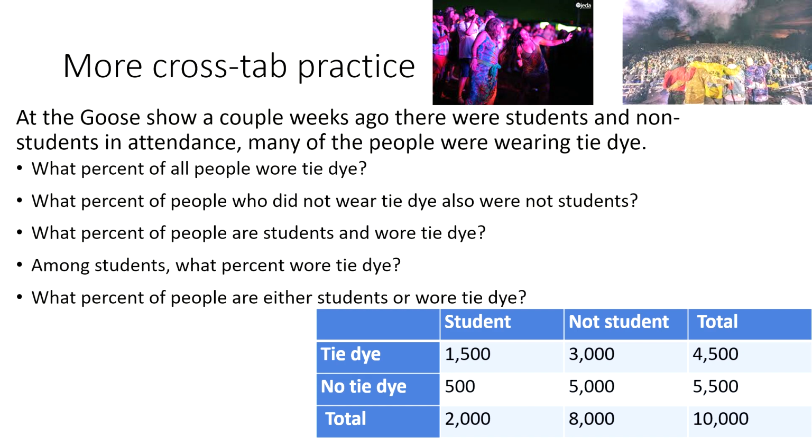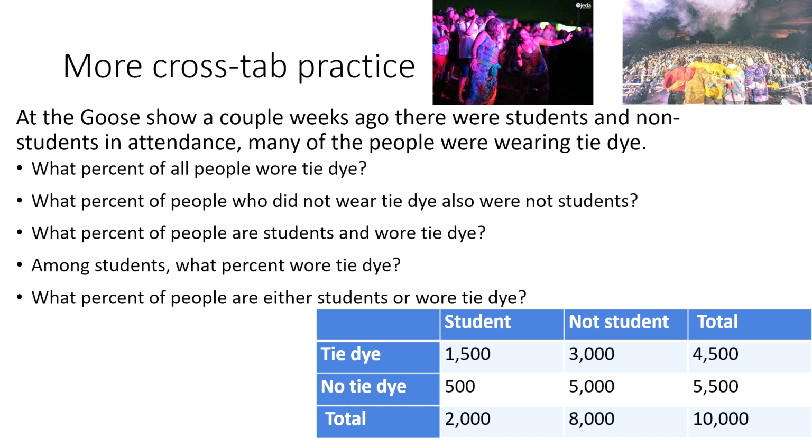Now, approaching all of these questions, you can do in a similar way. What you're looking for is a numerator and a denominator. And so for each of these questions, you're going to need to think carefully about both of these pieces, because both the numerator and denominator of your answer is going to change. So what percent of all people wore tie-dye? The all people is indicating which number you should use for your denominator, and that is going to be where the total row meets the total column. That 10,000 people is the total people in attendance, so that's your denominator.